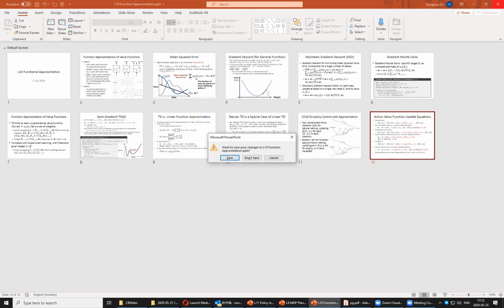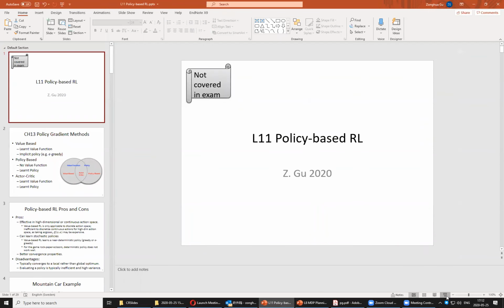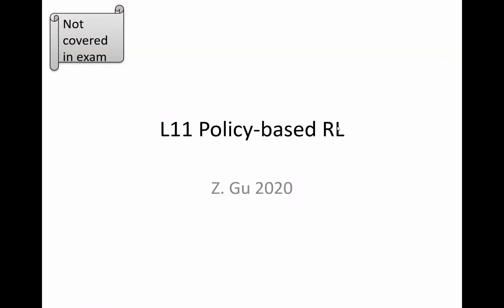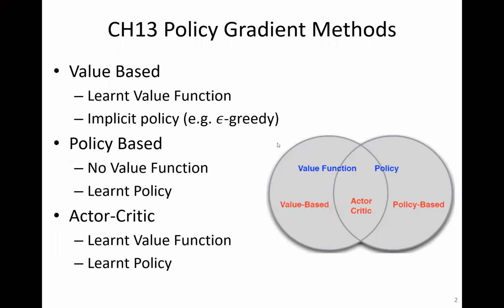Okay, so I have the last chapter, chapter 11, on policy-based methods. So I put a sign here: not covered in exam. So we have been discussing value-based methods. So you learn the value function, particularly the Q value function, and then the policy is obtained by taking an argmax, often implicitly during training. So it could be epsilon greedy. Policy-based, there's no value function. You only learn the policy. Actor-critic learns the value function and also the policy.